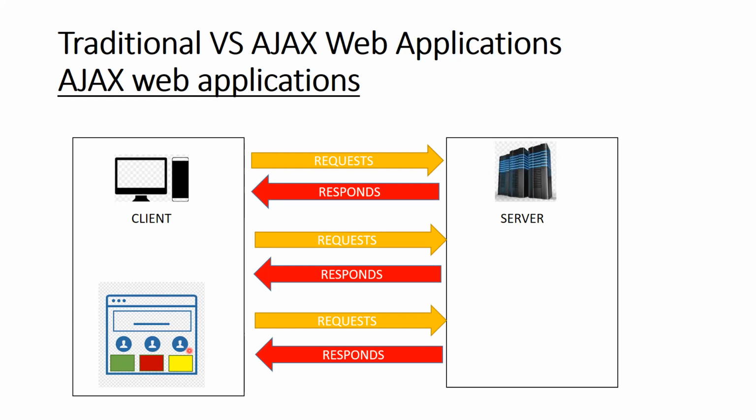With traditional, the entire web page is refreshed. In an AJAX web application, just that particular portion. In traditional, you have to refresh the entire page again and again and again. Whereas in AJAX web applications, only a small portion, in this case these three portions, is being refreshed, and it does not slow the entire process or network.